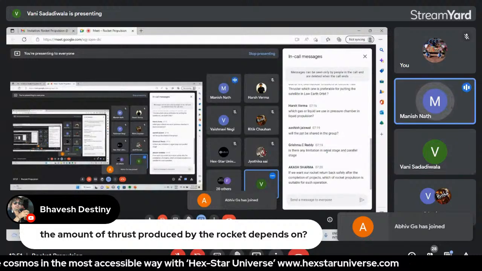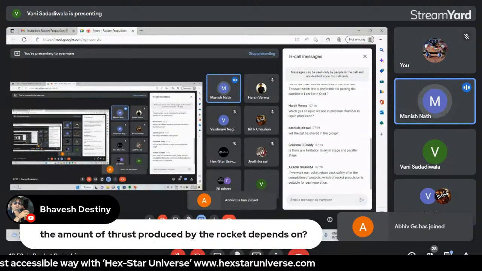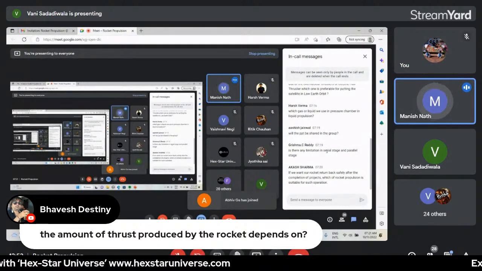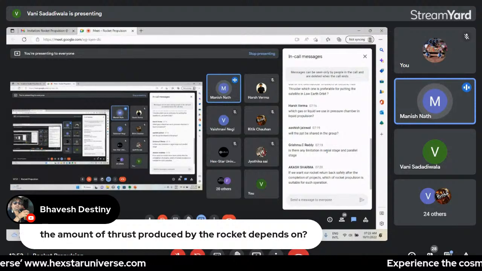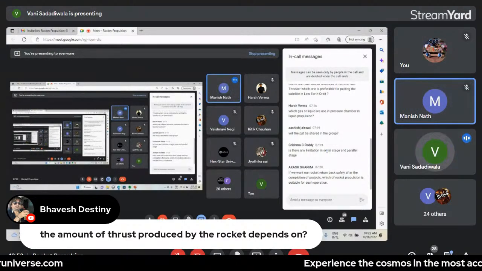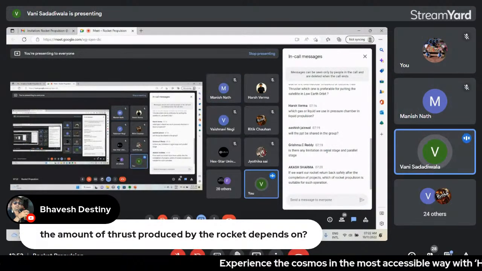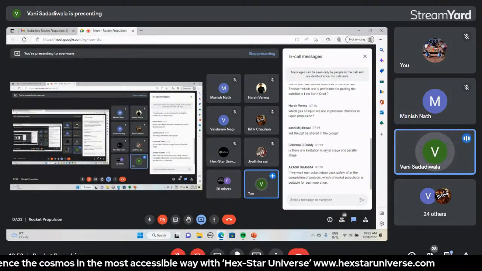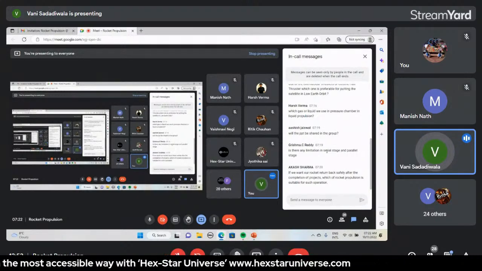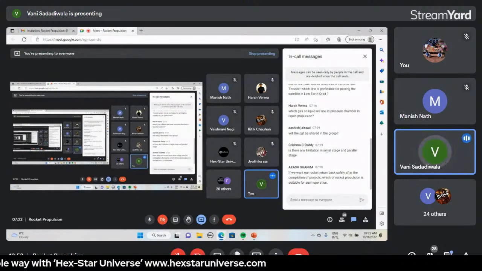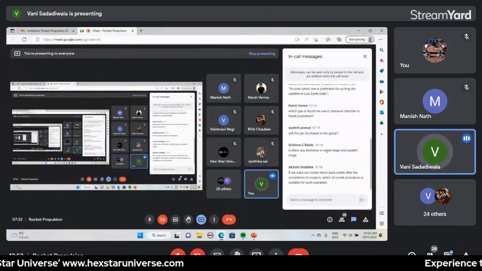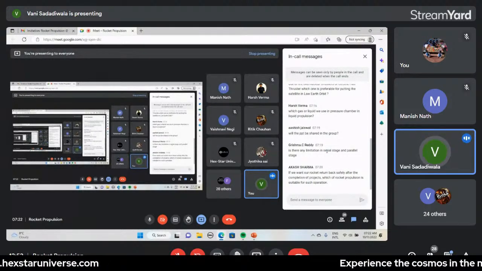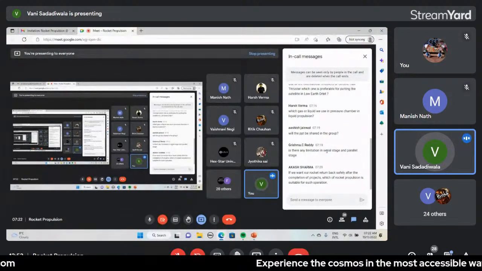Okay, so we have received from Grishma C. Reddy: is there any limitation in serial staging and parallel staging? If you consider the types of serial staging and parallel staging, in serial staging there is only one booster, whereas in parallel staging there are two parallel boosters. So if you focus on higher missions and more efficient missions, you can always go with the parallel staging concept.